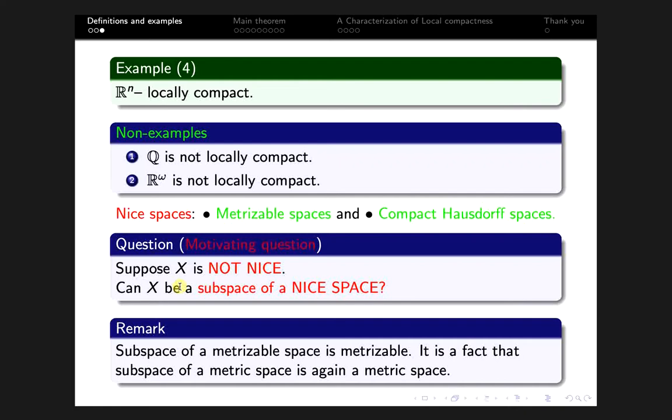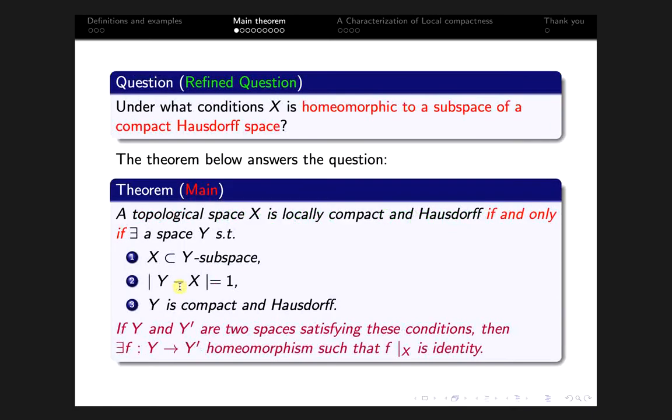Nice spaces, which are metrizable and compact Hausdorff, are nice spaces. Now the question is, if X is not nice, can X be a subspace of a nice space? That is, does there exist a nice space such that X is homeomorphic to a subspace of that nice space? So more precisely, our question is the following: under what conditions is X homeomorphic to a subspace of a compact and Hausdorff space?